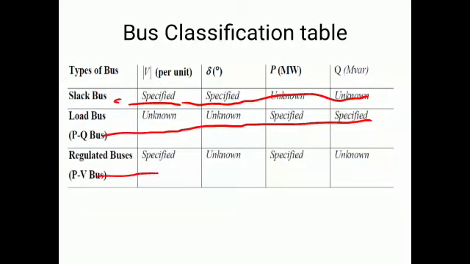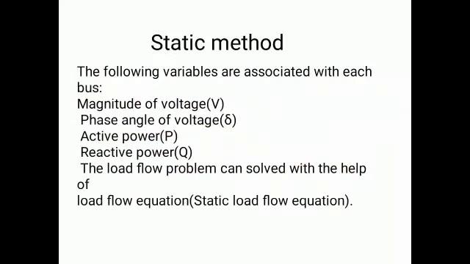Third one is the PV bus, that is the generator bus. P will be given and V is given; the angle is unknown and you calculate it, along with the reactive power. The following variables are associated with each bus: V, angle, P and Q, that is magnitude of voltage, phase angle of the voltage, active power and reactive power.